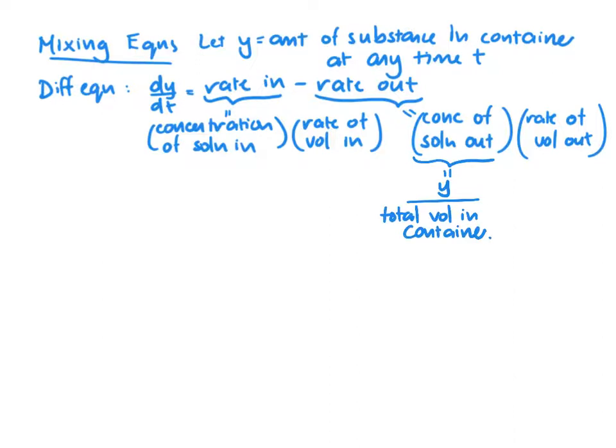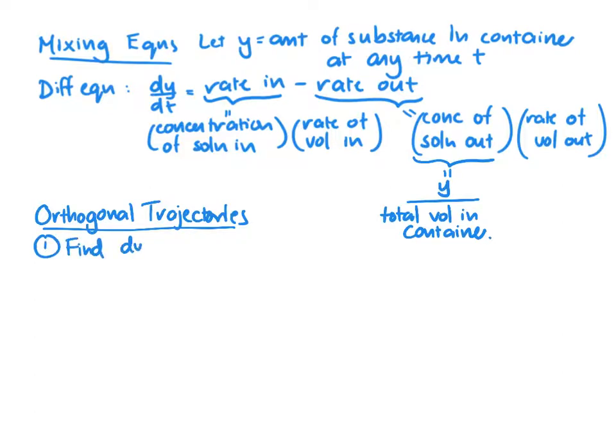The other specific type of separable equation we encountered was orthogonal trajectories. We give a family of curves, and then we want to find another family of curves that are all perpendicular to the one we started with. The general way this goes is that we'll take our original equation and find dy by dx. We might need implicit differentiation. So I'll just make a note on that: might need implicit differentiation.